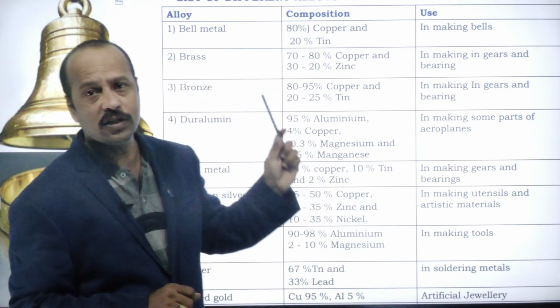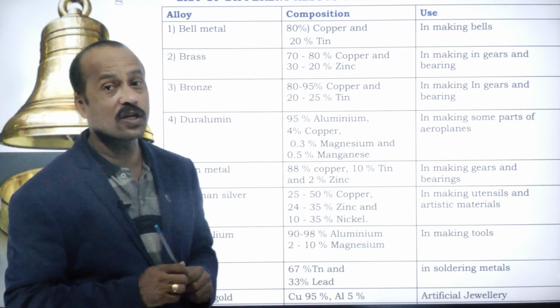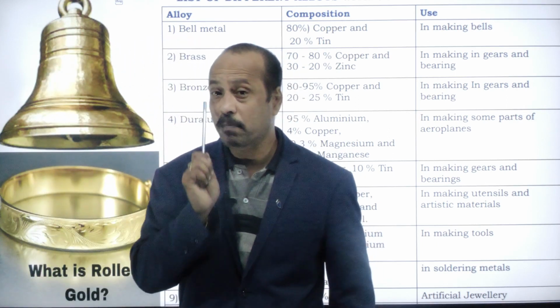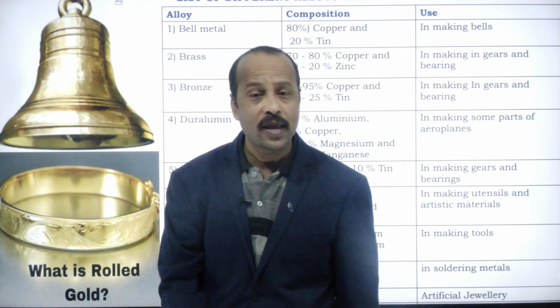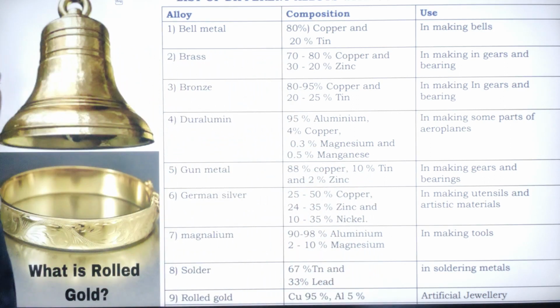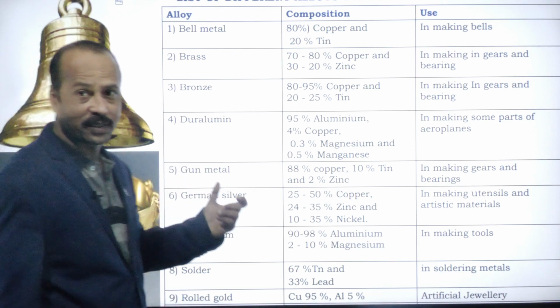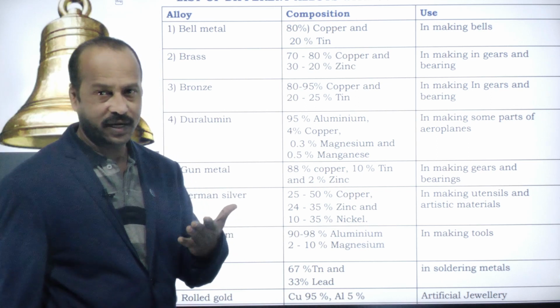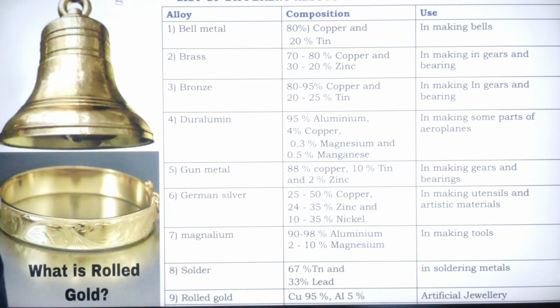So what is this alloy? Bell metal, which consists of 80% copper and 20% tin, and it is used in making bells. You can see bells in so many temples. Now, come to the brass.